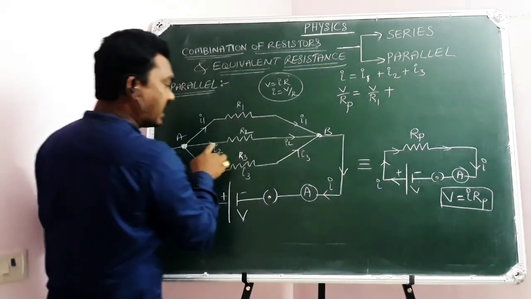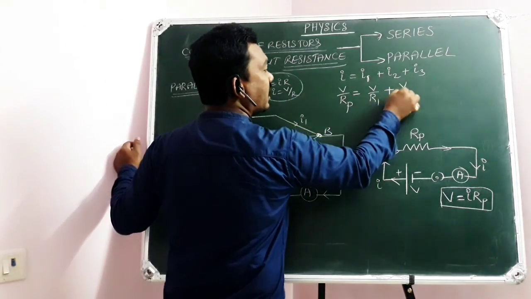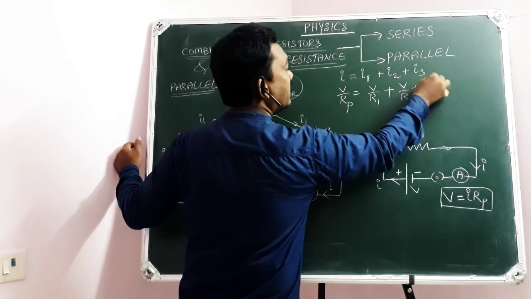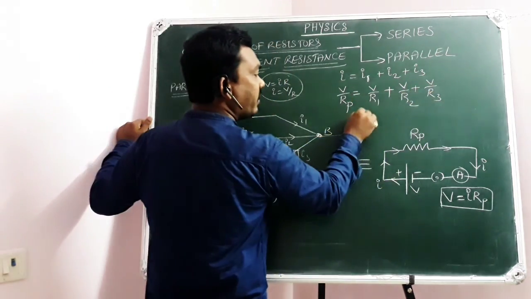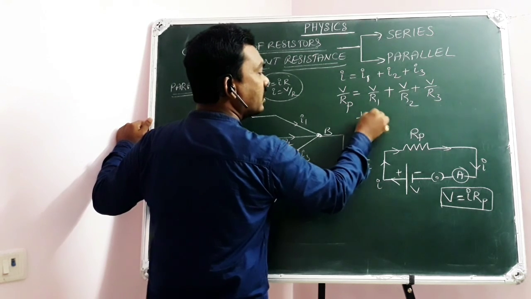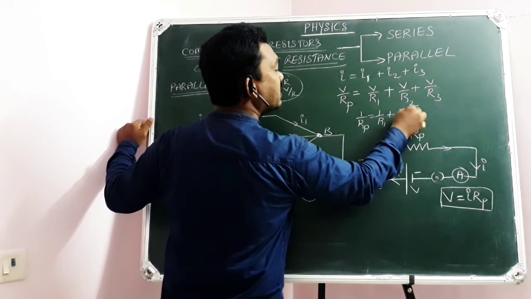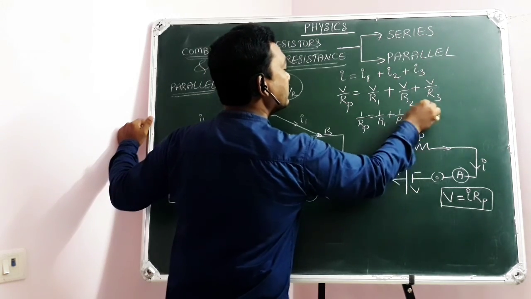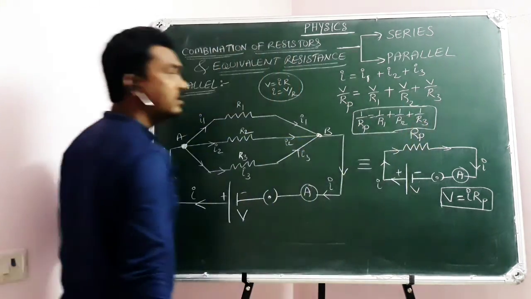Next, I2 is the current through R2, so it is V by R2. Similarly, here it is V by R3. Now you can cancel V throughout the equation. So my final equation is 1 by RP equal to 1 by R1 plus 1 by R2 plus 1 by R3. This is the final equation.